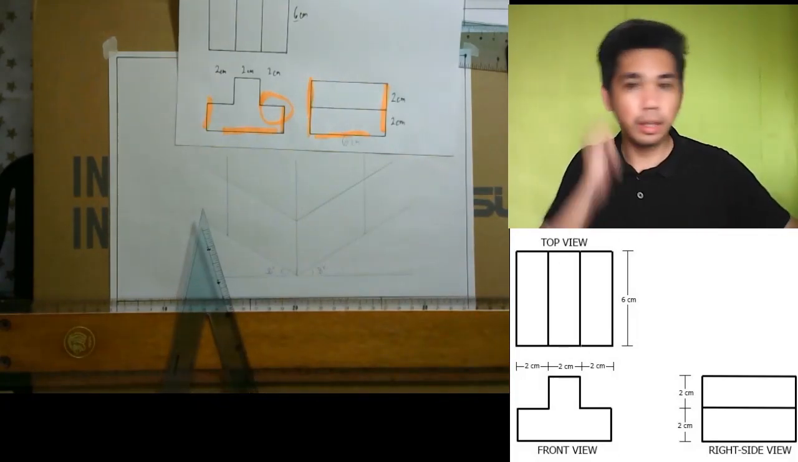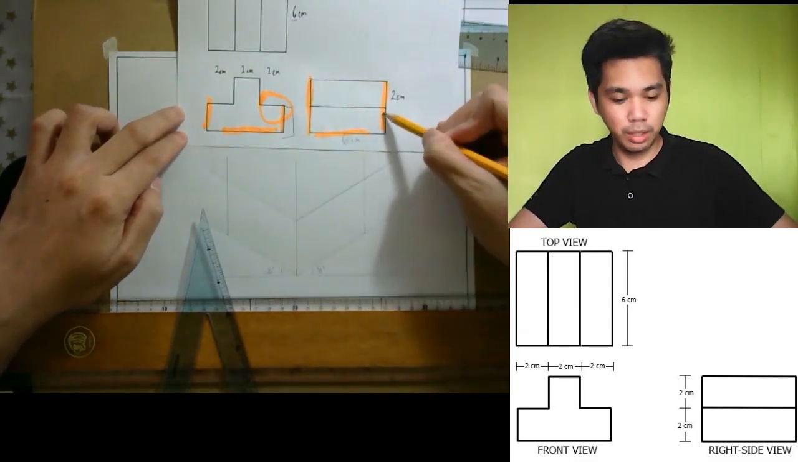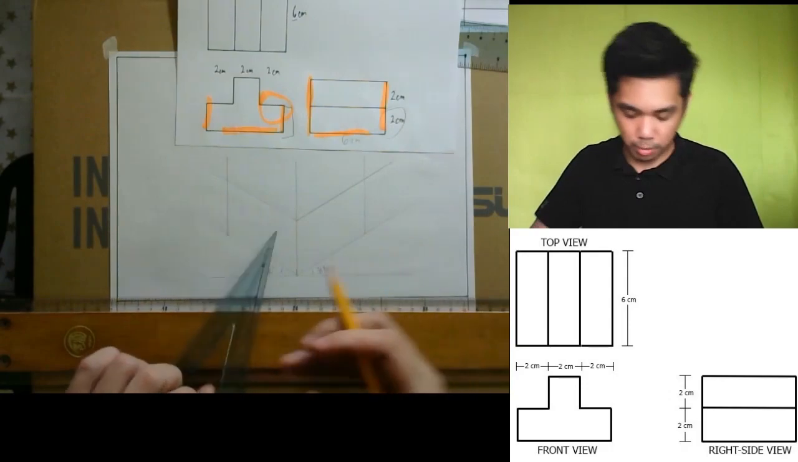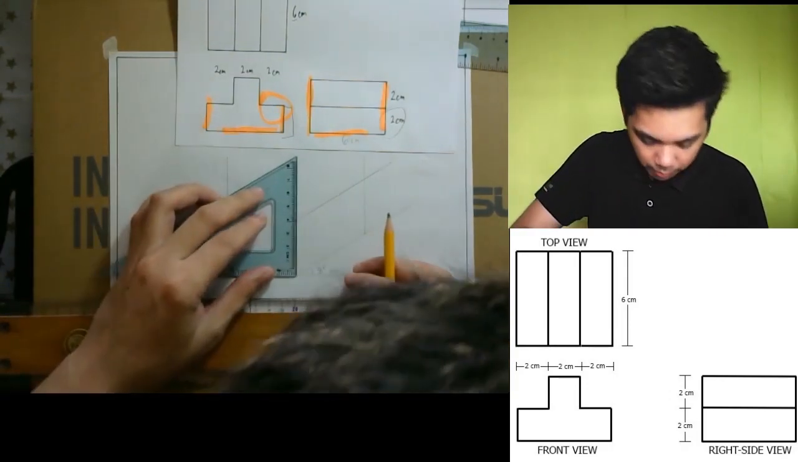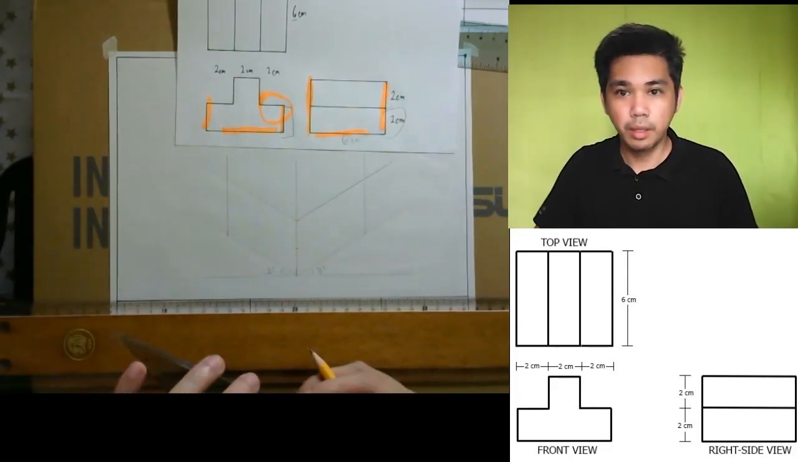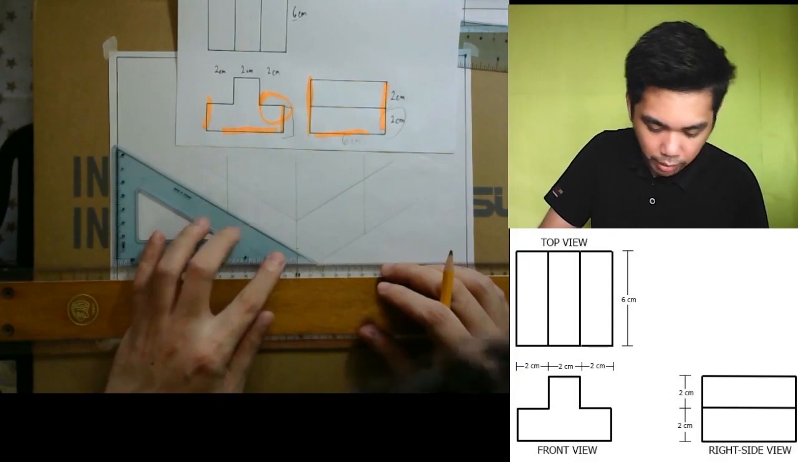How should we create it? We know that the height of this one is 2 centimeters. So from our apex, we will measure 2 centimeters. So there we go. Next is we are going to project lines. Another 30-degree line.